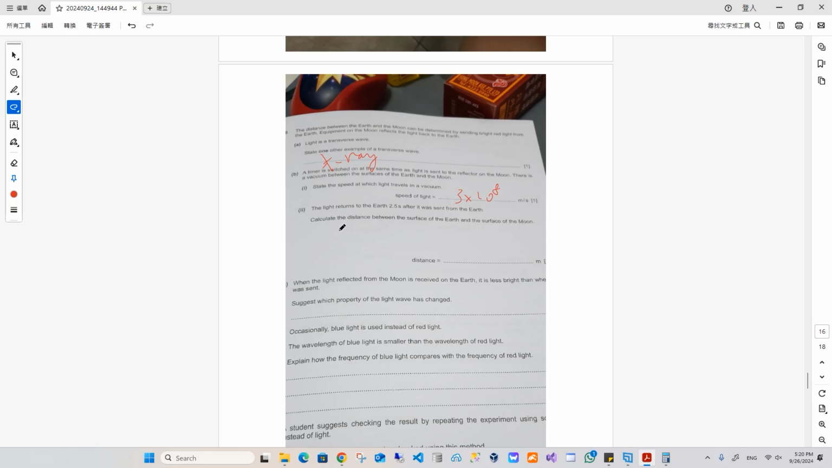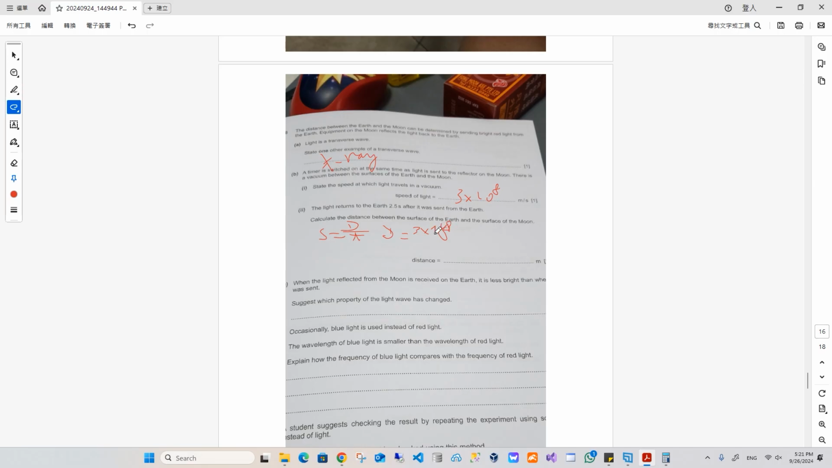Speed equals total distance over total time taken. So distance equals the speed times time. So 3 times 10 to the power 8.